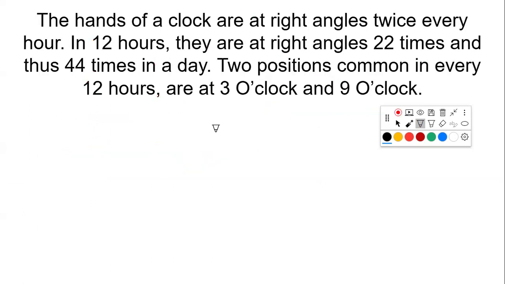The hands of a clock are at right angles twice every hour. In 12 hours, they are at right angles 22 times, and 44 times in a day. Why does 44 come? Every 1 hour, two right angles will be formed. But when it comes to 12 hours, it is only 22 and not 24. And in a day, 44.